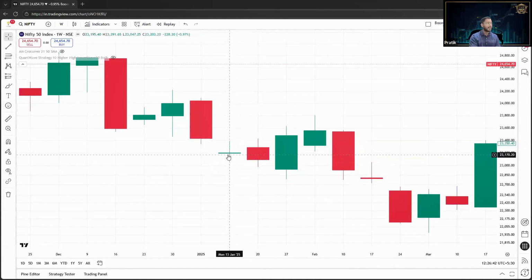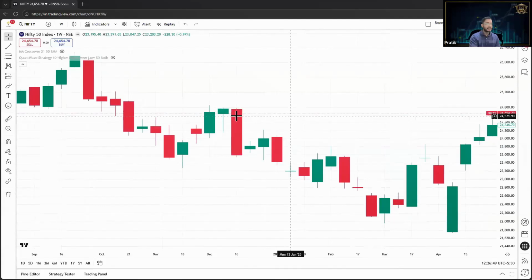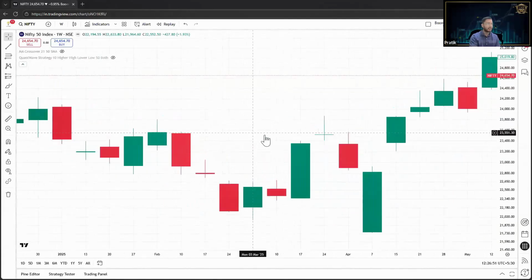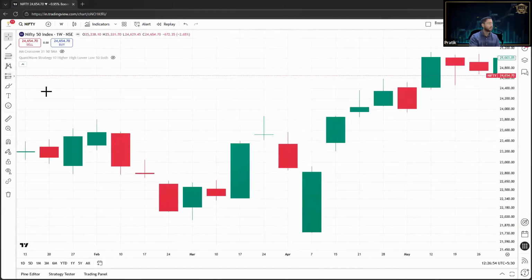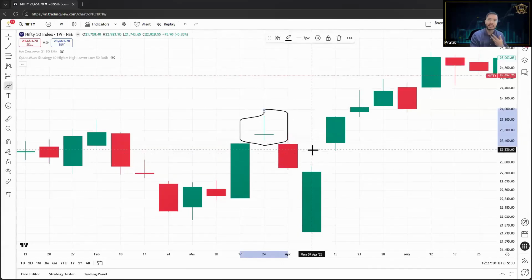What kind of doji is this? This is a standard doji. What kind of doji is this one? Gravestone doji, graveyard doji, even I mess up names. The point is not the names. But do you understand this is a sign that the sellers are a little stronger? Sellers are stronger, slightly bearish.